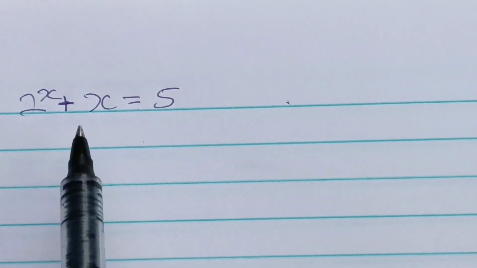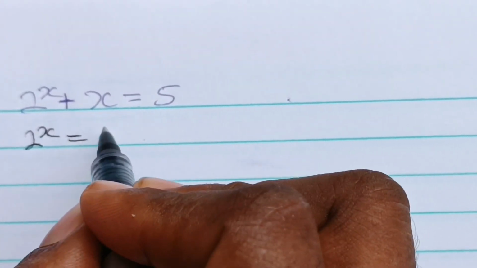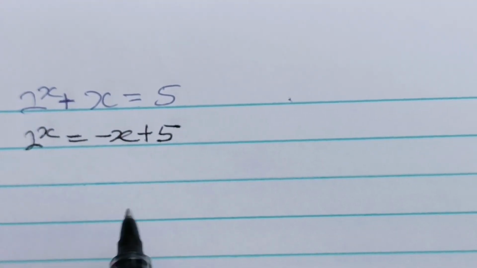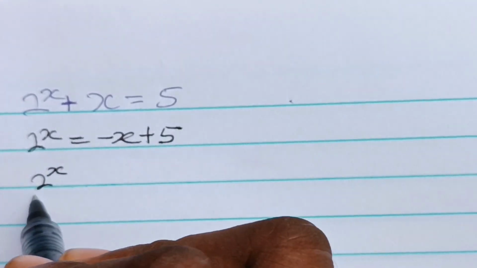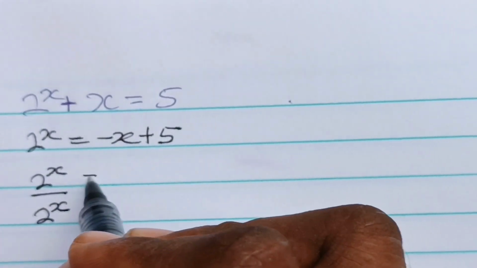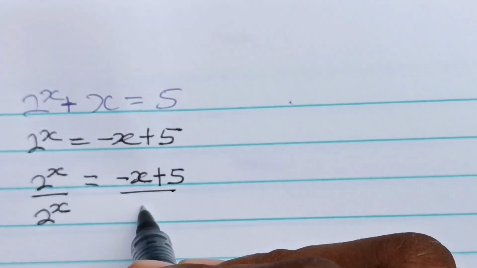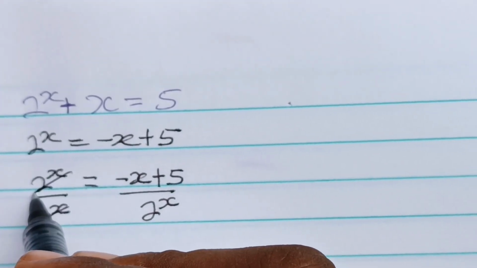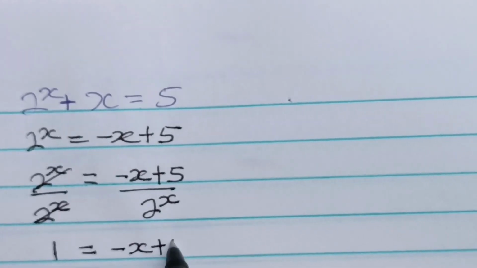Okay, first let's transfer this plus x to the other side of the equation. So we are going to have 2^x is equal to minus x plus 5. Now let's divide through by 2 to the power of x. So we have 2^x divided by 2^x is equal to minus x plus 5 divided by 2^x. This will cancel this, so we have 1 is equal to (minus x plus 5) divided by 2^x.